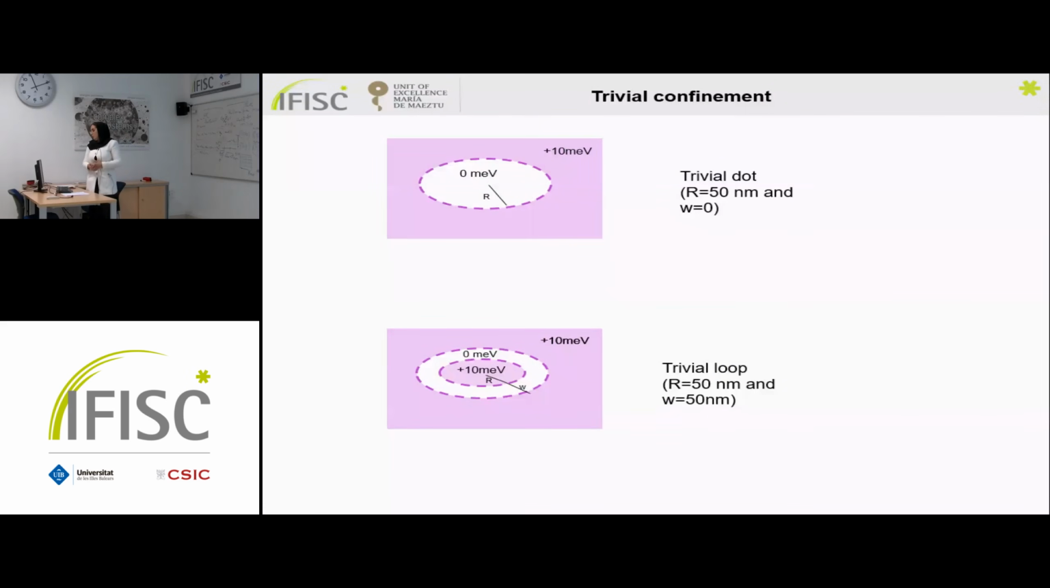The first case is a trivial dot. A trivial dot is just a dot like this, where the radius is 50 nanometers and we don't have any width, and we apply plus potential outside, which is 10 millielectron volts, and inside is 0 millielectron volts. The second case is the trivial loop, where we have outside plus and inside also plus, and we have this width. In this region there is no potential applied. So this is the trivial loop, and here we have 50 nanometers in the width.